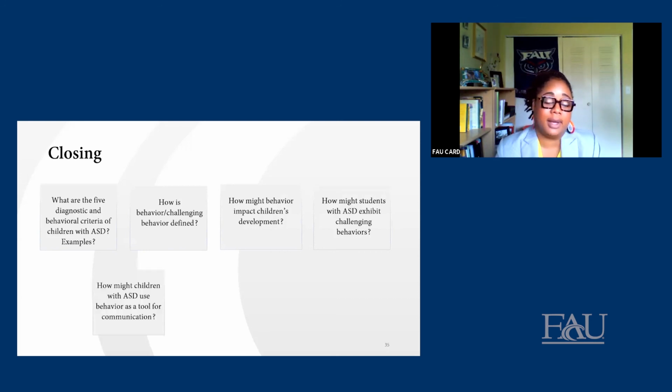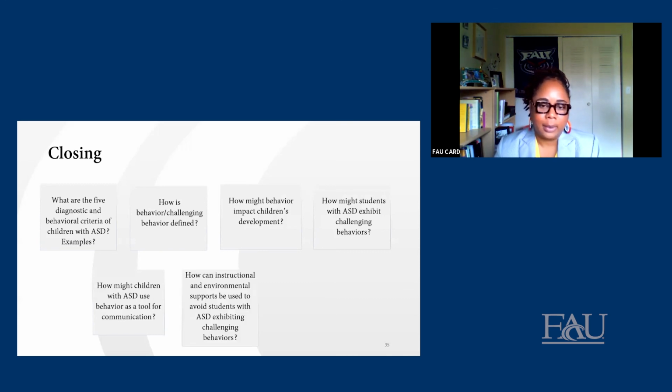How children with ASD might use behavior as a tool for communication. Understanding that will allow you to devise interventions that will replace those challenging behaviors. And what are some instructional and environmental supports and how they can be used to avoid students with ASD exhibiting challenging behaviors. That portion of the presentation was quite dense today, speaking to a variety of techniques, models and approaches, but they're all categorized as either instructional or environmental supports that you can use proactively or reactively to address challenging behavior.